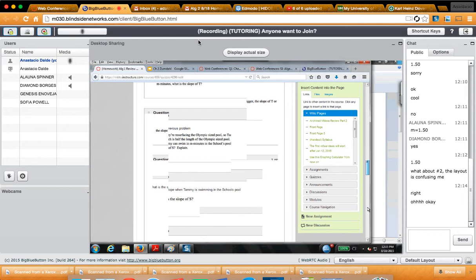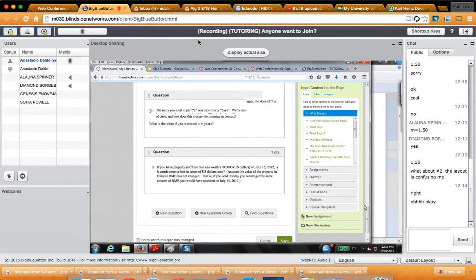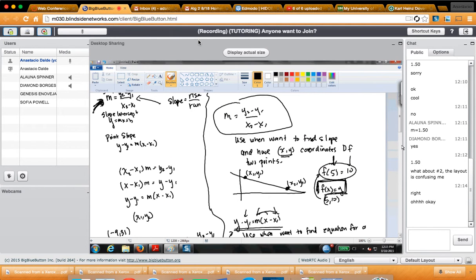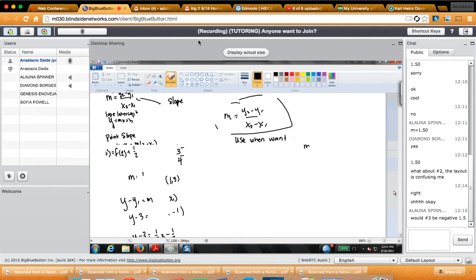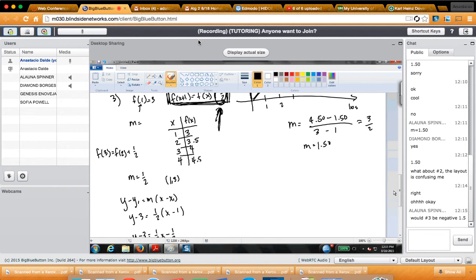Anyway, that's pretty much the whole thing about slope. I think that those are the 3 equations that we covered. I can't think of another equation that we need to cover.